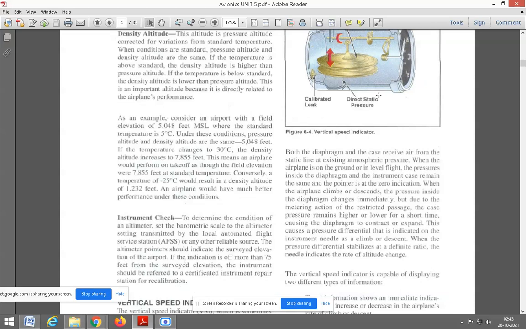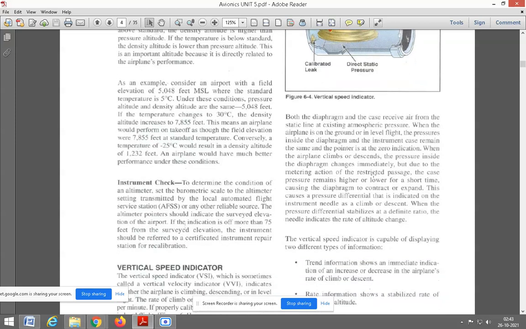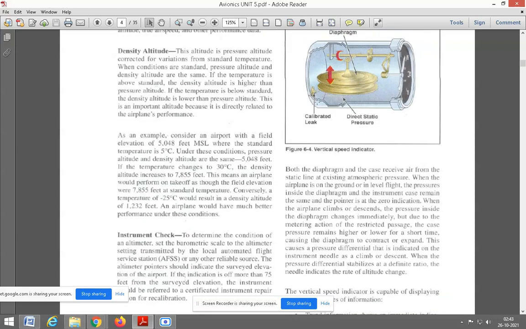The case receives air from the static line at existing atmospheric pressure. When the airplane is on the ground or in level flight, the pressure inside the diaphragm and the instrument case remains the same. So this is the instrument case, the coverage layer. And this is the diaphragm, which is the inside layer. Both layers receive equal pressure when your flight is on the ground or in level flight.